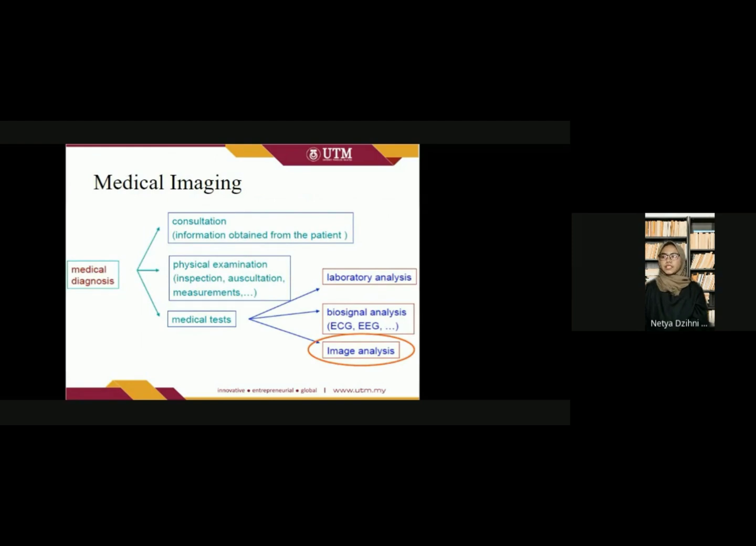Medical diagnostics itself is divided into three phases. Consultation, where information is obtained from the patient by interview with a medical expert. Physical examination, such as inspection, auscultation, and also measurement. The third is medical tests, including laboratory analysis, biosignal analysis such as ECG and EEG, and also imaging analysis, which will be the focus of today's discussion.